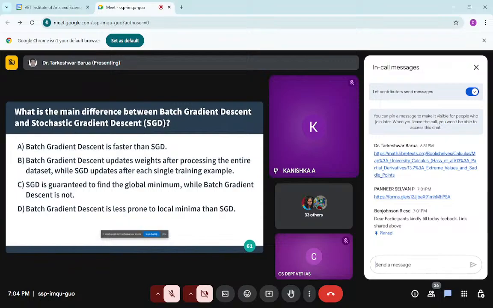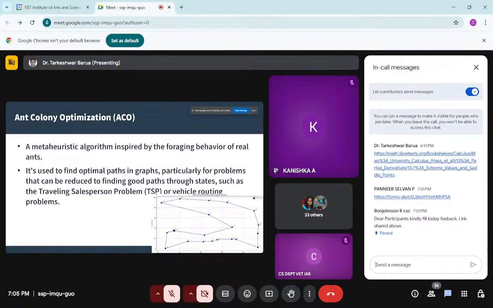Next, what is the main difference between batch gradient descent and stochastic gradient descent, BGD or SGD? The difference is that batch gradient descent updates the weights after processing the entire data set, while SGD updates after each single training example.